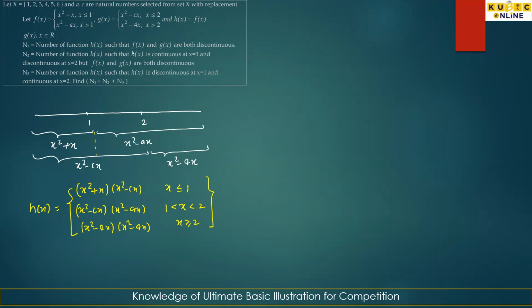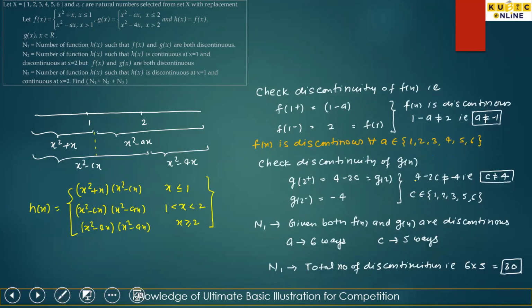Now, we have to find n1, the number of functions h(x) such that f(x) and g(x) are both discontinuous. So we check the discontinuity of both functions f(x) and g(x). First, we check the discontinuity of f(x) at x equal to 1, so we have to find f(1+) and f(1−), and f(1−) is the same as f(1). So f(1+) is 1 − a, and f(1−) is 2. For f(x) to be discontinuous at x equal to 1, 1 − a is not equal to 2, so a is not equal to −1, and then the function is discontinuous.